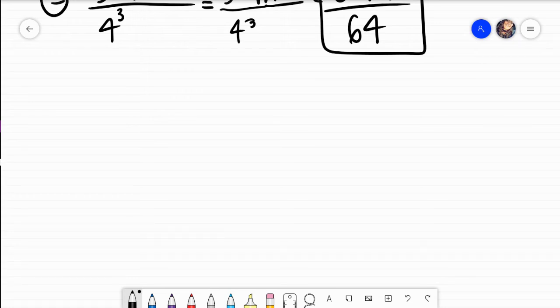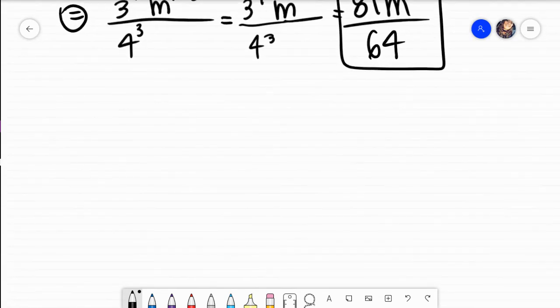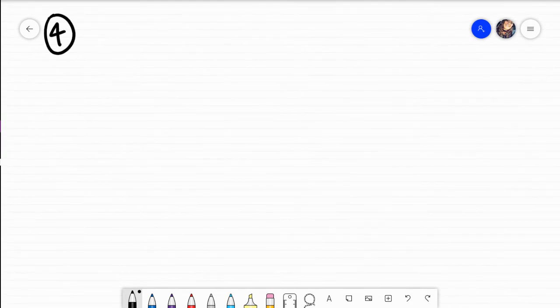So let's do it. This is going to be example 4. In parentheses, I got a fraction, y'all. Numerator is 3x to the negative 2.